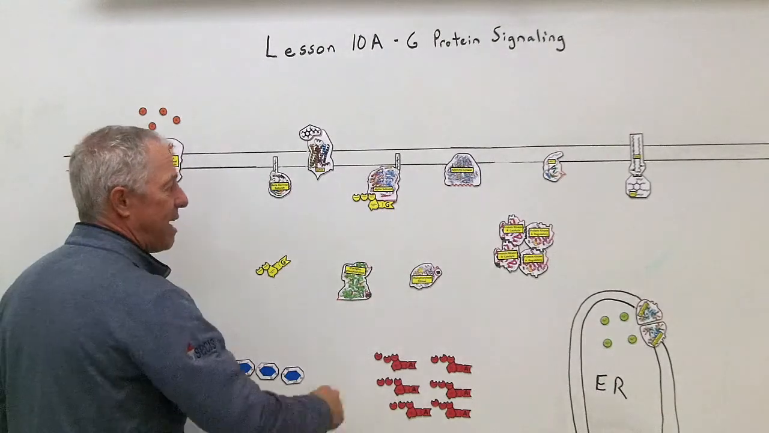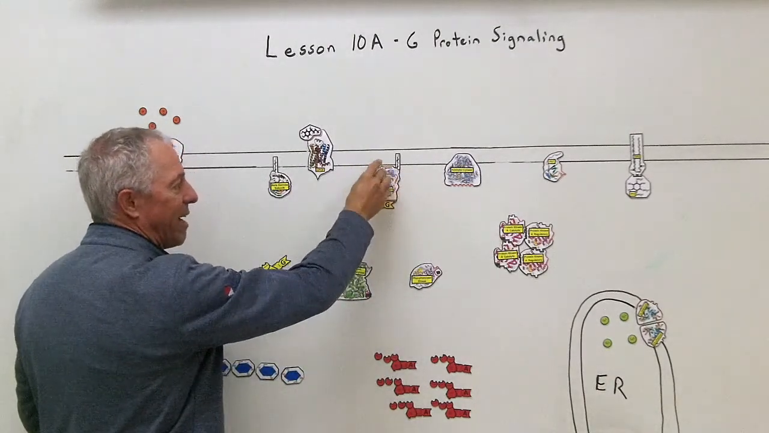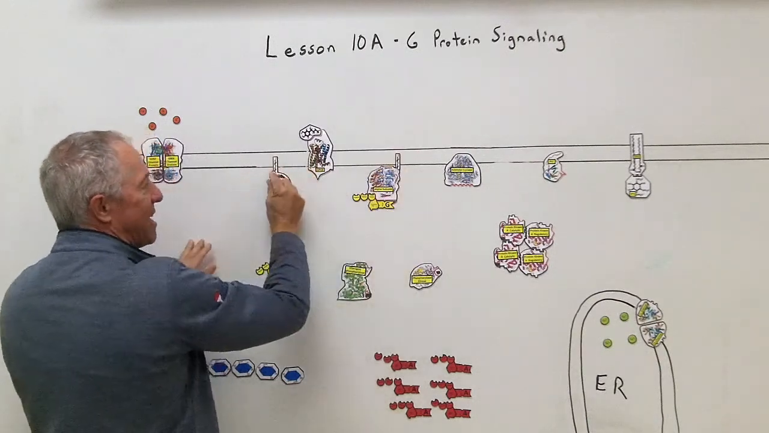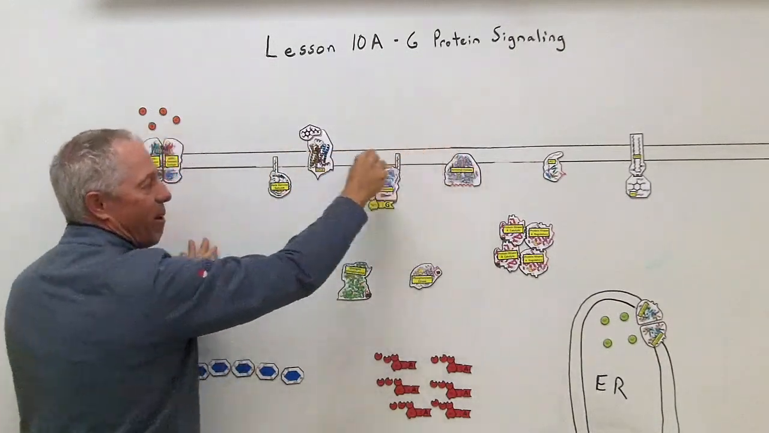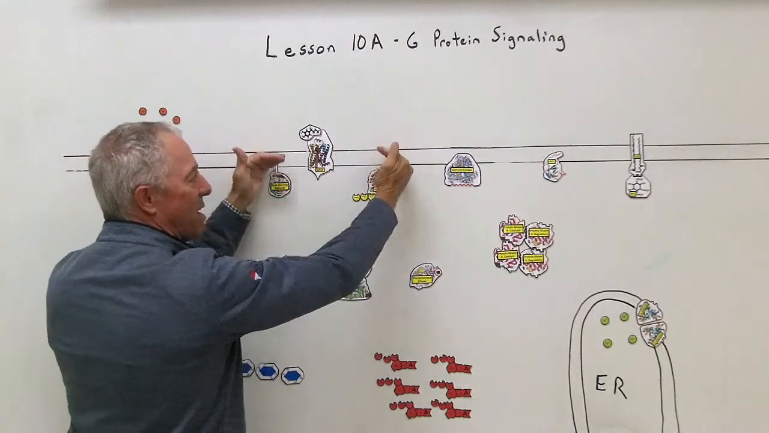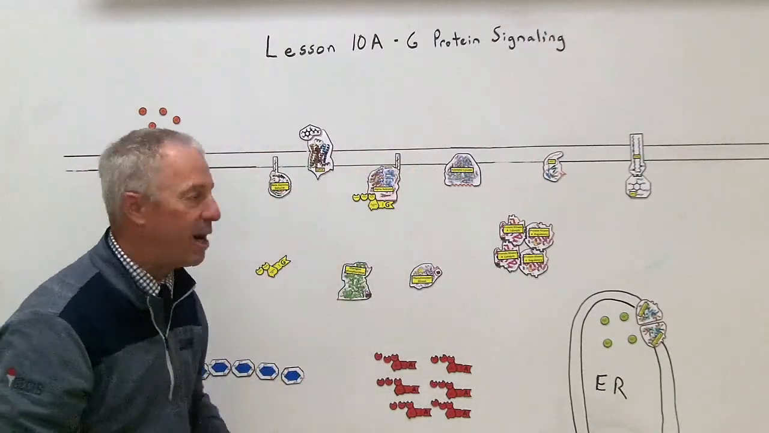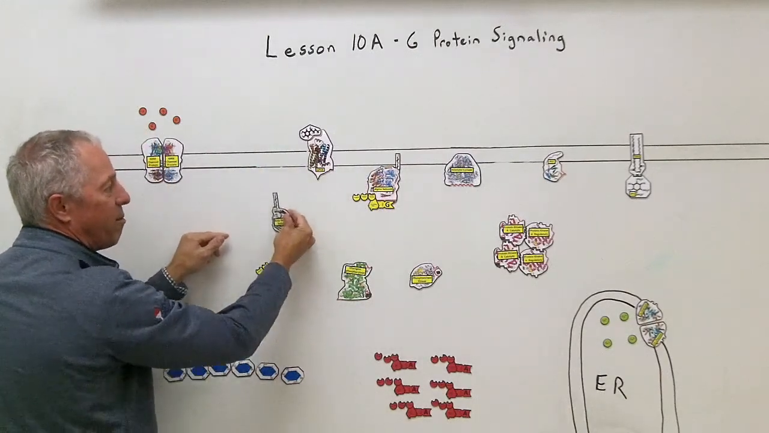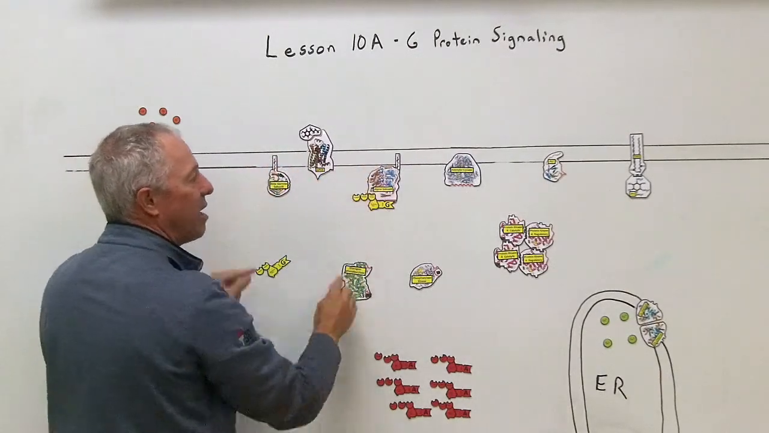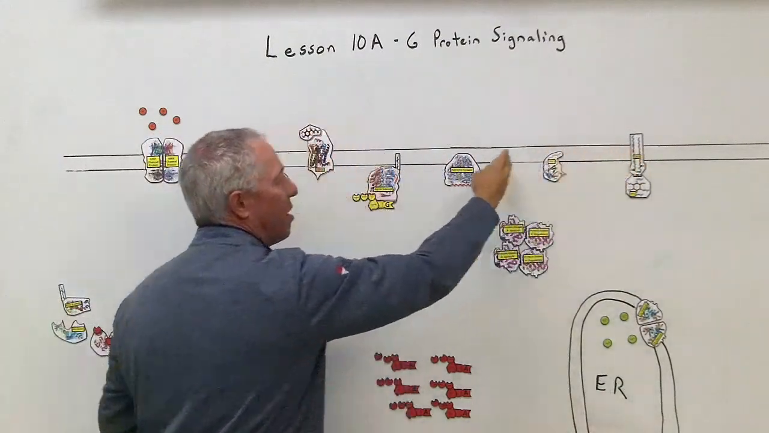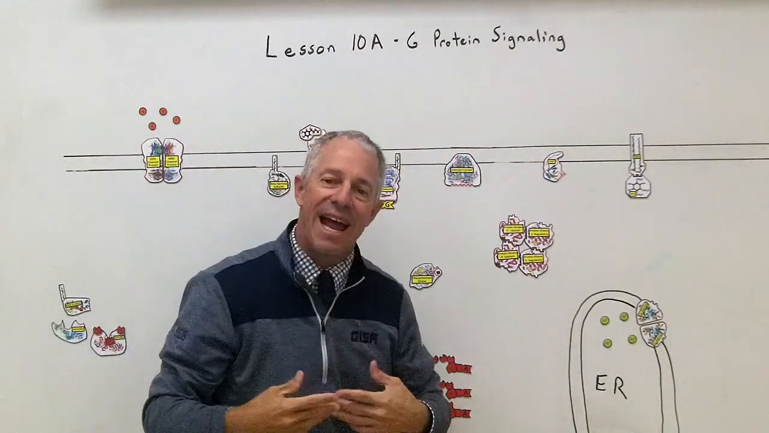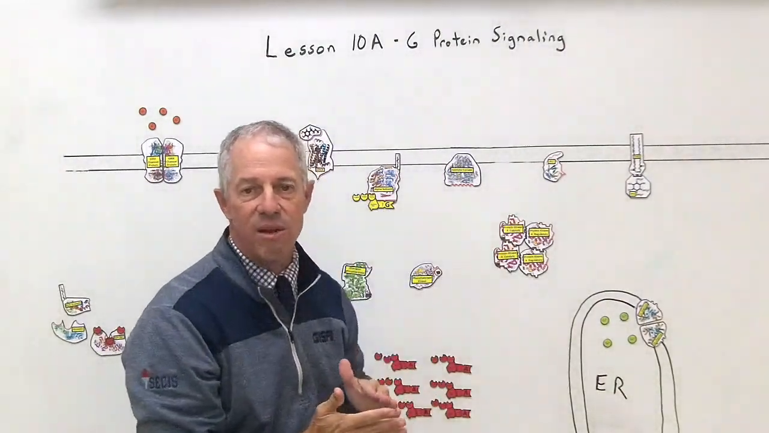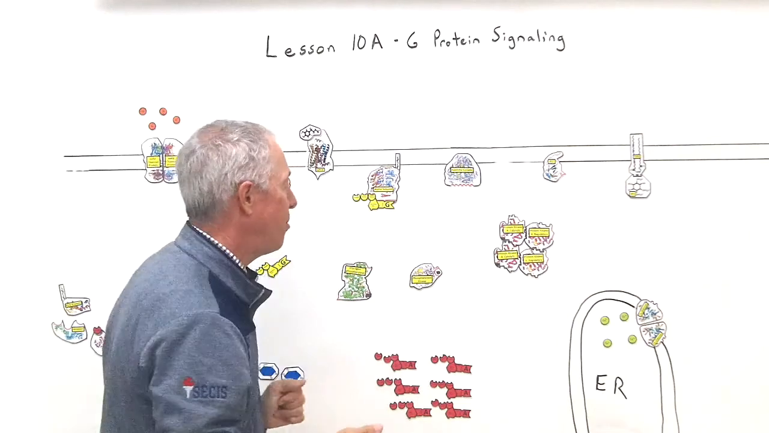Now, the alpha subunit and the beta gamma subunit have these lipid tails that stick in the phospholipid bilayer of the cell and keep them associated with the membrane. Because of these tails, they will not come away from the membrane. They stay in the membrane. And all of these proteins that I have in the membrane have these lipid parts that stay associated with the membrane, so they stay attached to it.